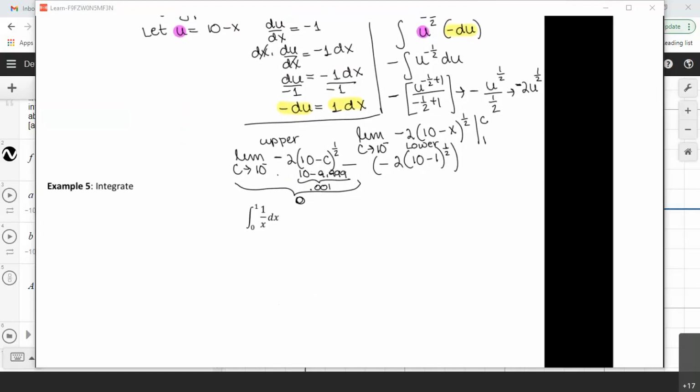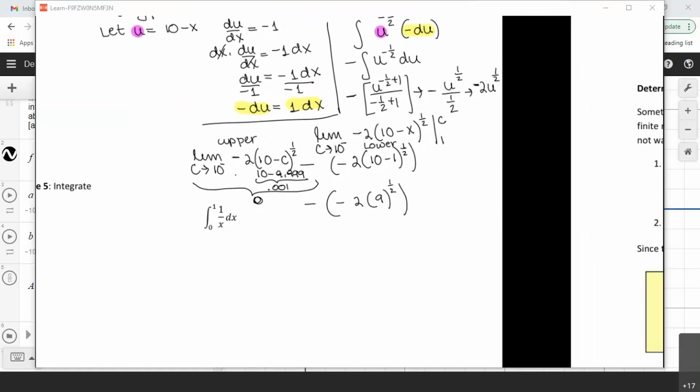Over here, I have minus 2 times 10 minus 1, which is 9. 9 to the 1/2 means take the square root, so that's going to give me a 3. Then I have -2 times 3, which is -6. And then I have minus a -6. So my total integral value is 6. Once you've taken the limit, you can just plug this into a calculator.